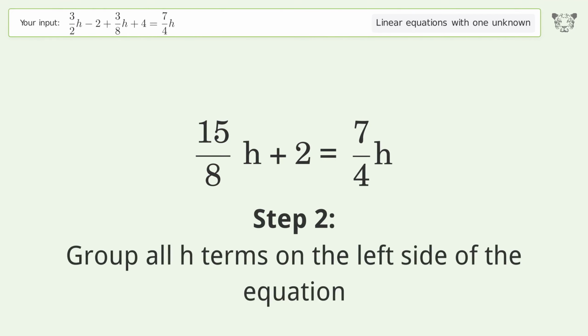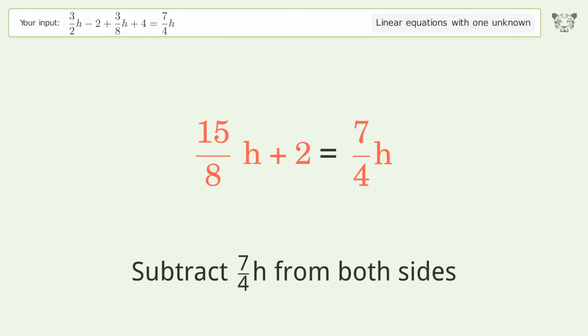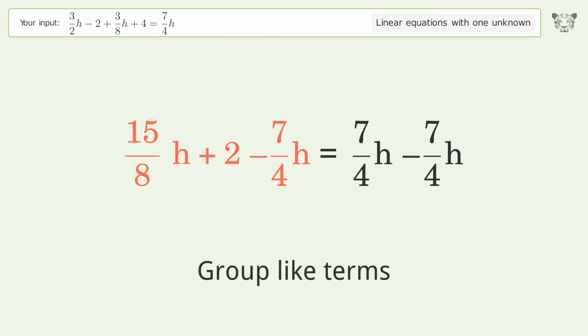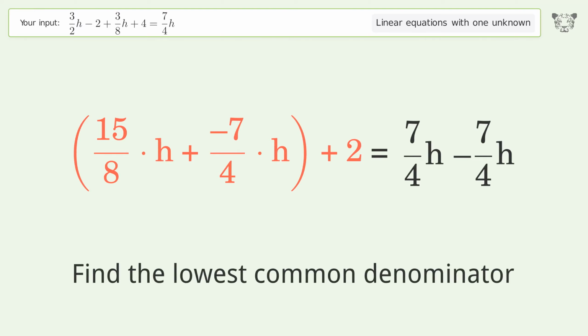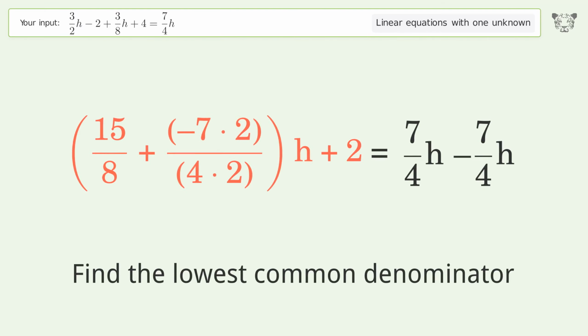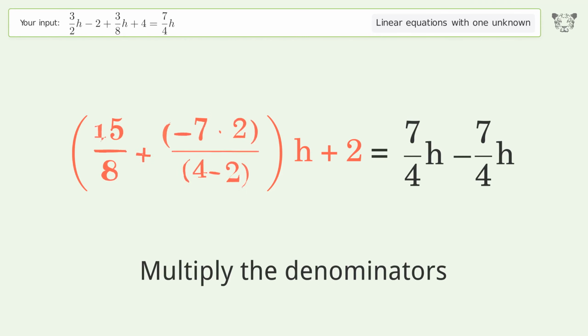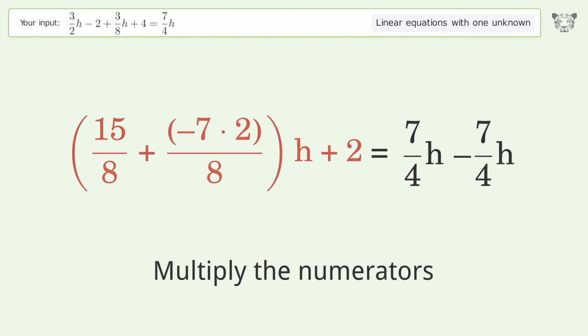Group all h terms on the left side of the equation. Subtract 7/4h from both sides. Group like terms. Find the lowest common denominator. Multiply the denominators. Multiply the numerators.